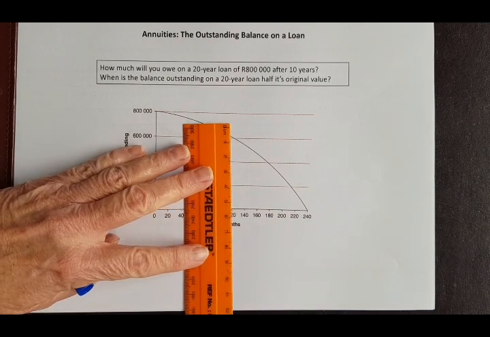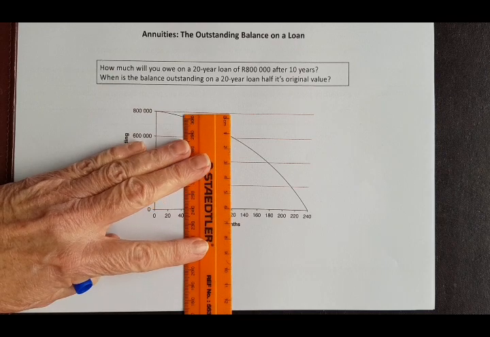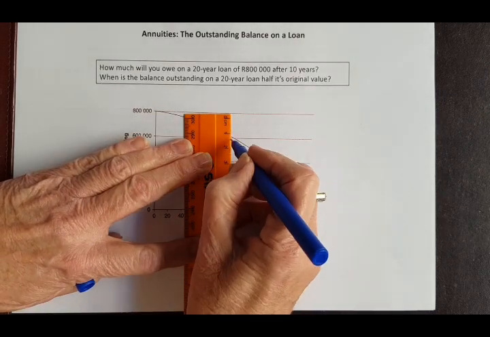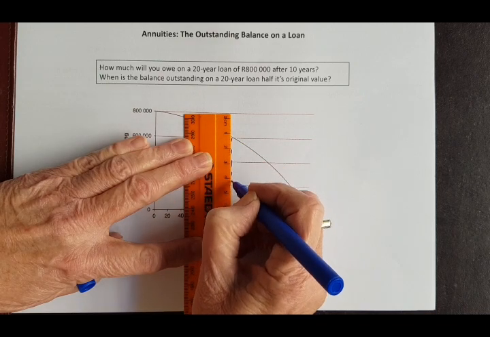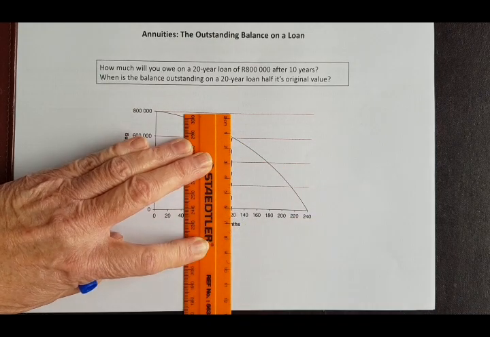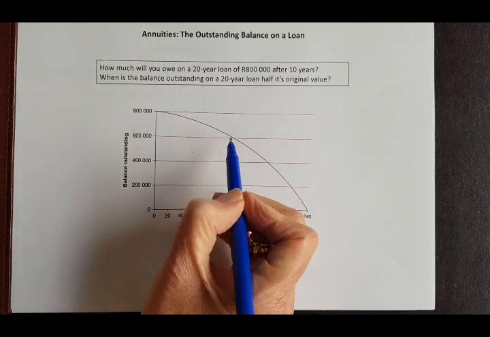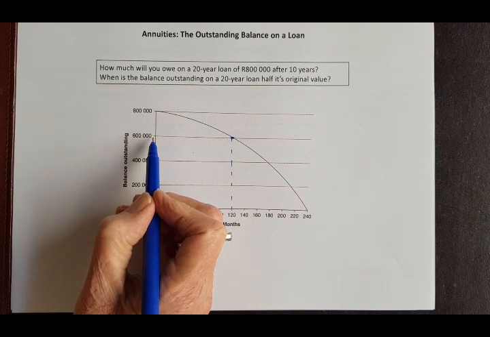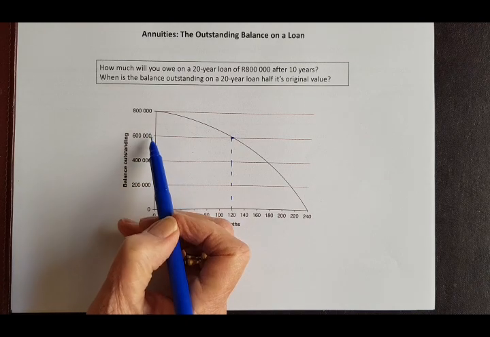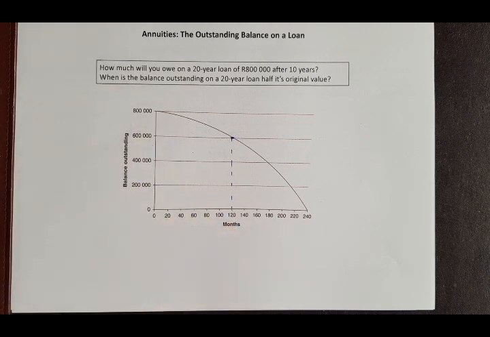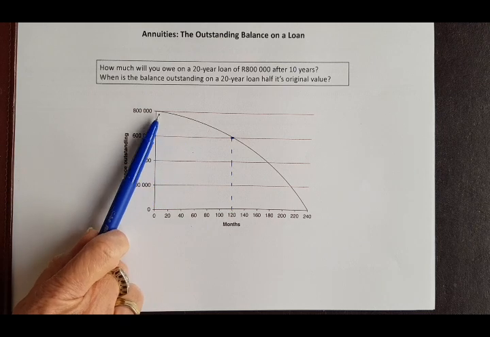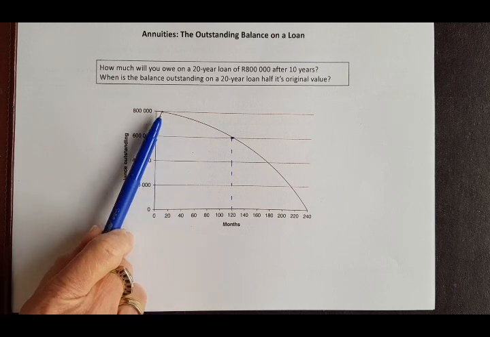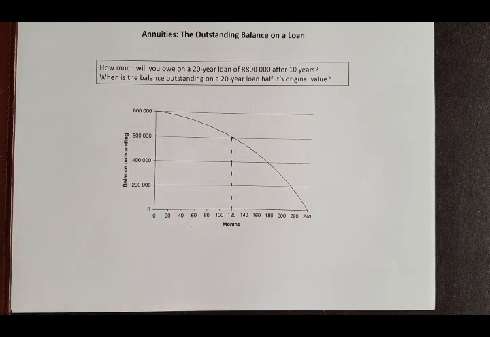Okay, so if we go up here, we can get a reading off our graph. And you can see that you would be owing an amount of 600,000 Rand still. The balance outstanding on your loan has not dropped very much because initially those payments are mostly interest. Only small amounts are going to reduce the capital.